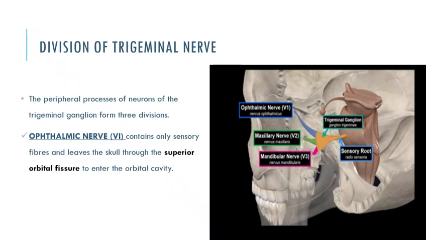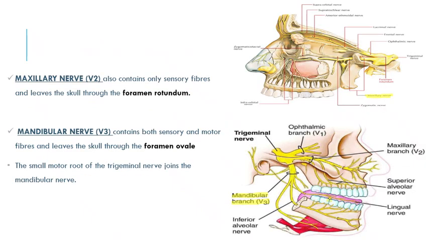Now the divisions of the trigeminal nerve. The peripheral processes of neurons of the trigeminal ganglion form three divisions. Here are the ophthalmic nerve, maxillary nerve and mandibular nerve. The ophthalmic nerve contains only sensory fibers and leaves the skull through the superior orbital fissure to enter the orbital cavity. The maxillary nerve also contains sensory fibers and leaves the skull through the foramen rotundum. The mandibular nerve contains both sensory and motor fibers and leaves the skull through the foramen ovale. The small motor root of the trigeminal nerve joins the mandibular nerve.